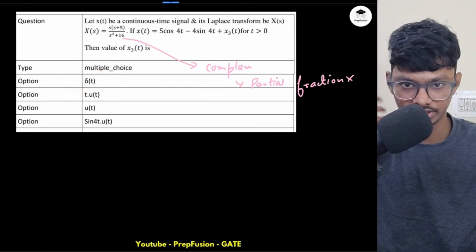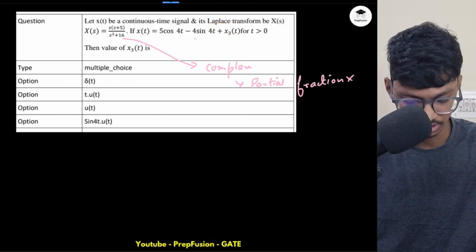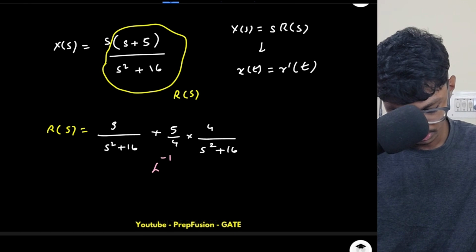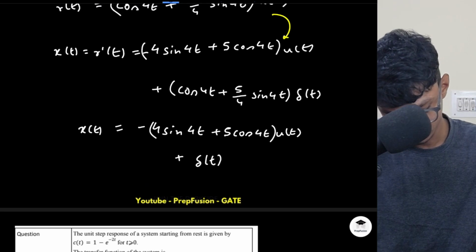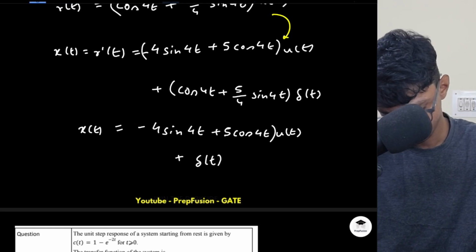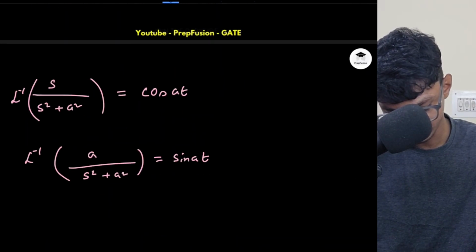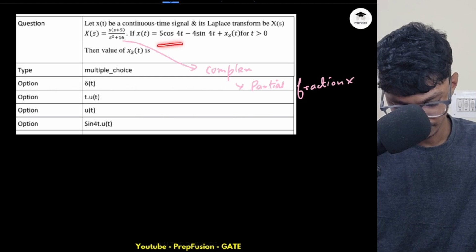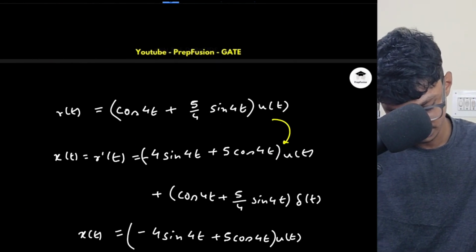A delta of t term will come at the start as the x3, because the other terms are fixed. Minus 4 sin t, and this minus should be inside here. Yes, and this is plus 5 cos 4t, and the other term, x3, is simply your impulse, delta of t.